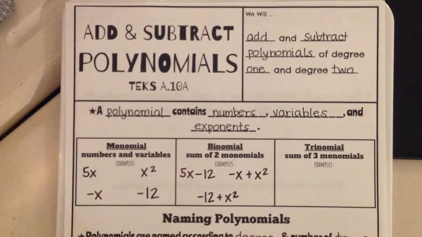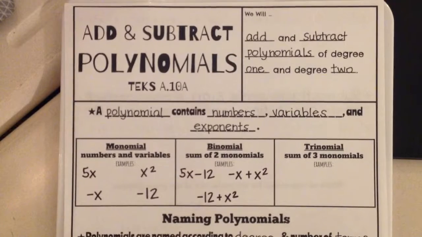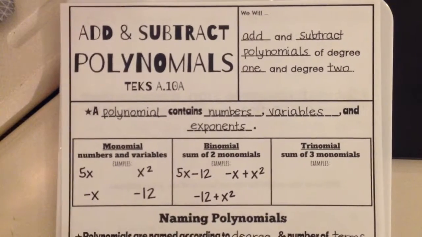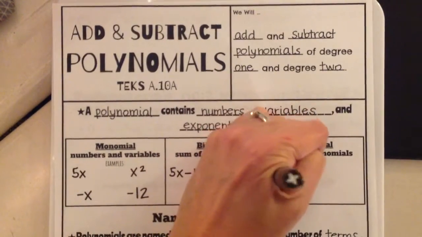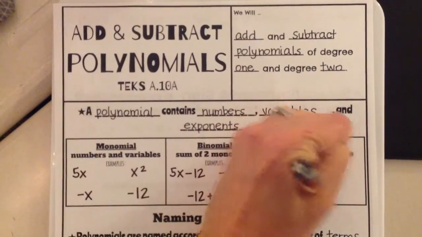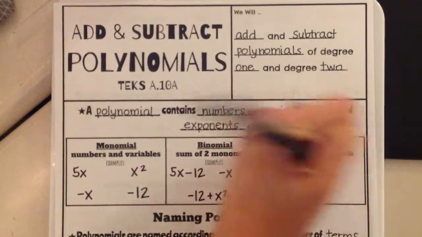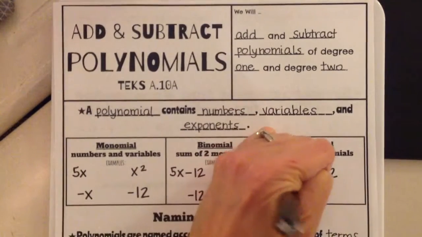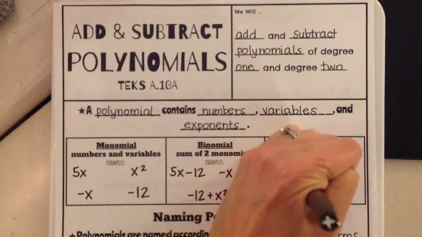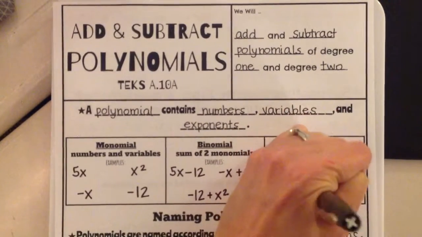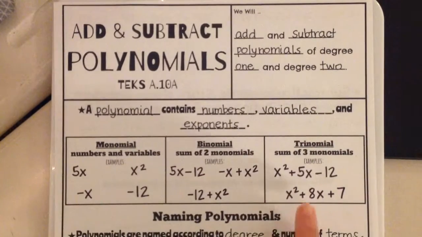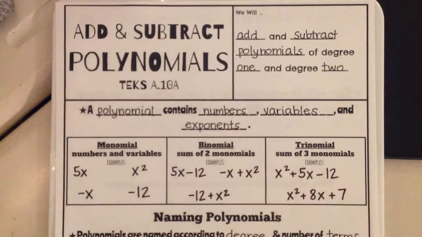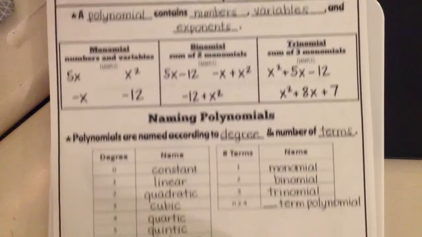Notice the only operation that we have not seen is division. If you have division, you do not have a polynomial. And for now, for a trinomial, we're going to take three monomials and combine them together. So if I had x squared plus 5x minus 12, that would be a trinomial. Another example would be x squared plus 8x plus 7. That would be another example of a trinomial. Again, I am looking for addition and subtraction signs to separate my terms to tell me how many parts I have. Next, we have naming polynomials.